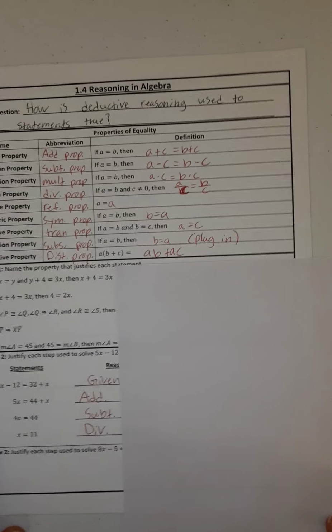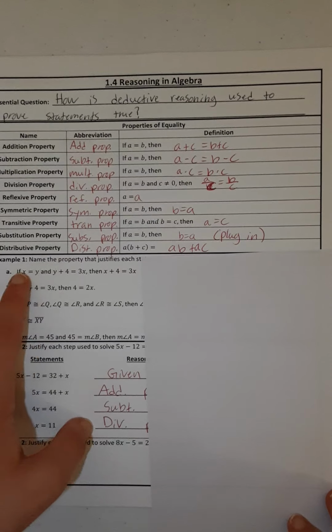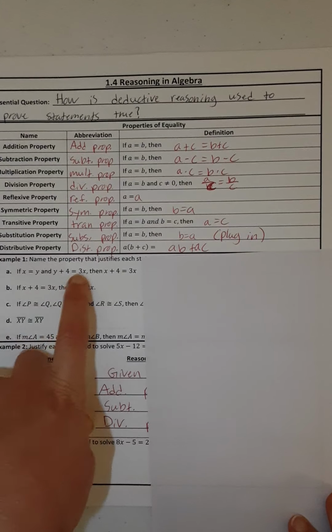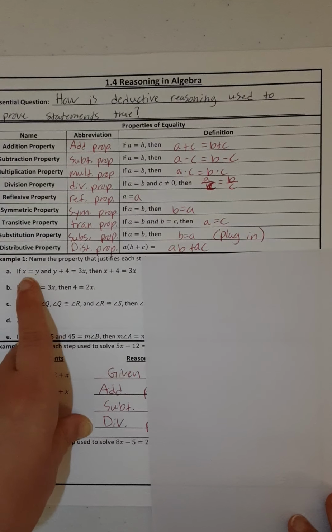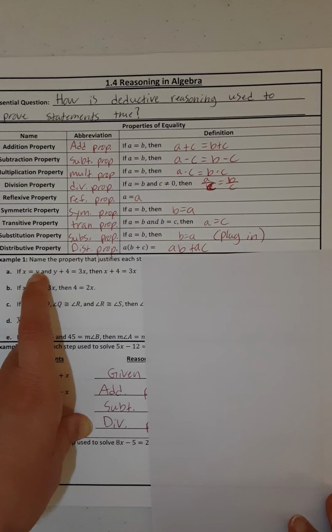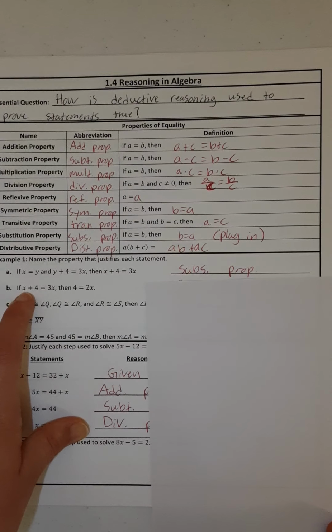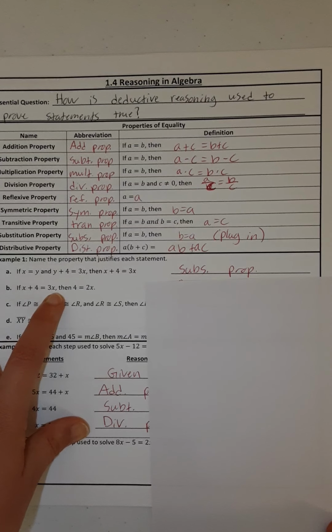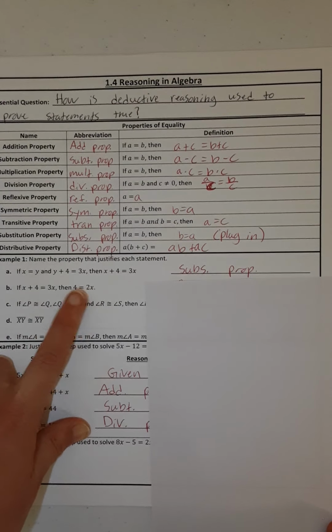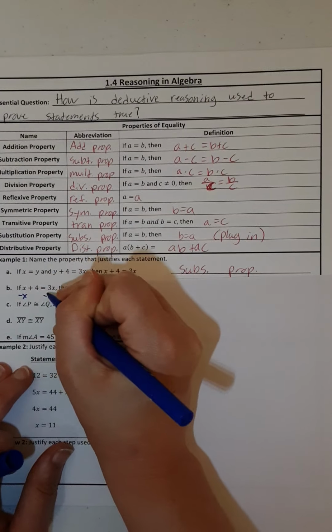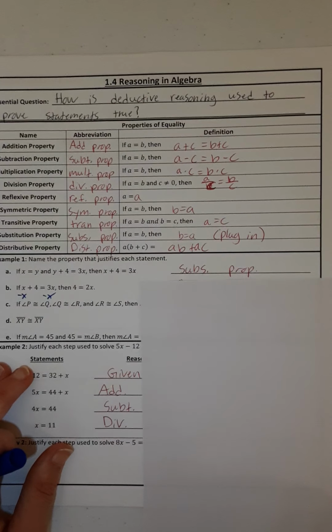So, first one, if x equals y and y plus 4 equals 3x, then x plus 4 equals 3x. So we know that x equals y, and we're plugging in x instead of y. We are substituting. If we know x plus 4 equals 3x and then 4 equals 2x, what I've done here is I've really just subtracted x from both sides. I've simplified, but I've simplified by subtracting, so I'm using the subtraction property.